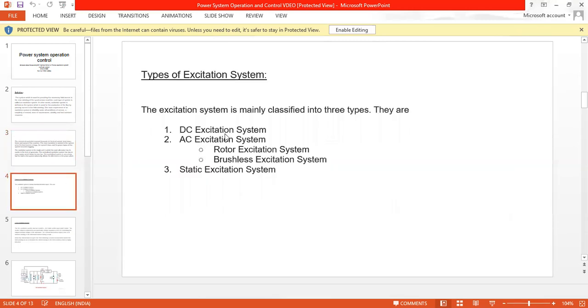Let me know what actually the types of excitation system are in the present contemporary world. Here, the system is mainly classified into three types, and those are DC excitation system, AC excitation system, and the static excitation system. Among these, the AC excitation system has two further classifications, which are the rotor excitation system and the brushless excitation system.